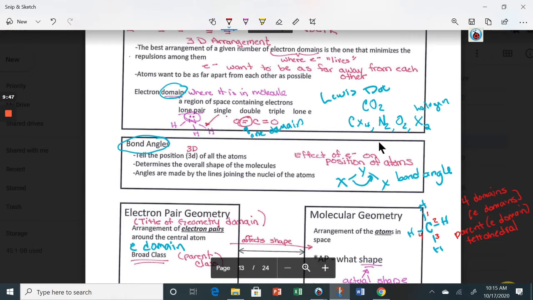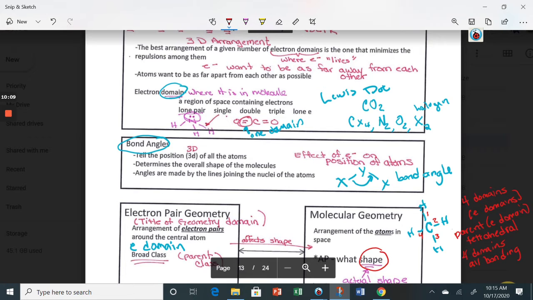So keep in mind there's an E-domain. The molecular geometry is the actual shape, because this gives you the shape in reality. So I showed you a tetrahedral because it was 4 domains all bonding. That gives you a tetrahedral.